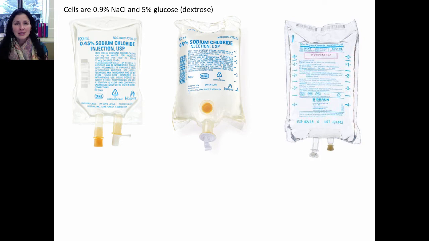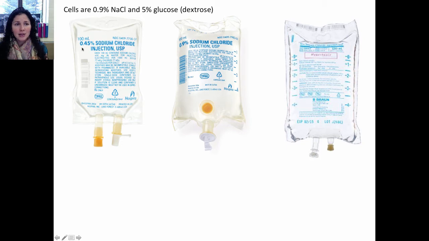Let's talk again about what this can do to red blood cells. On this slide, I've put 3 pictures of sodium chloride solutions. One is hypotonic, one is isotonic, and one is hypertonic in relationship to red blood cells. Red blood cells are isotonic with a 0.9% sodium chloride or a 5% dextrose or glucose solution. So the center solution here is isotonic with red blood cells, and red blood cells would be just fine floating around in this kind of a solution.